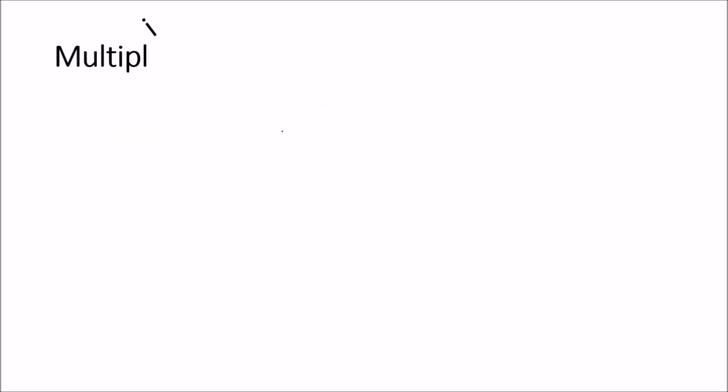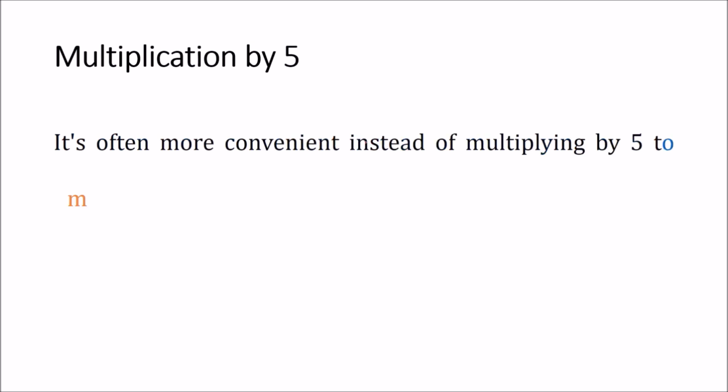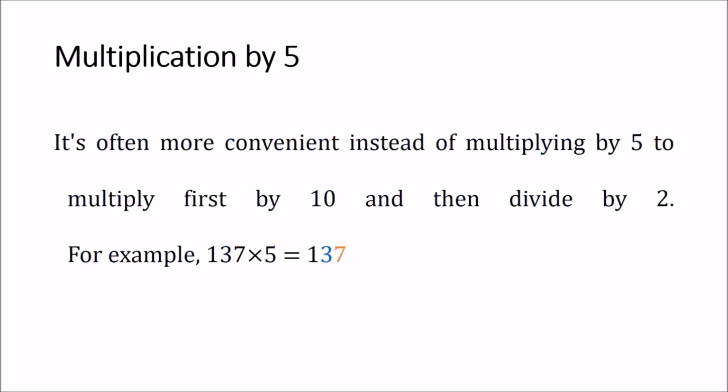The next is multiplication by 5. It will be somewhat difficult to multiply by 5, so better is to multiply by 10 and divide it by 2. And the trick is again based on simple calculation. So if you want to multiply by 5, rather multiply it by 10 and divide it by 2.